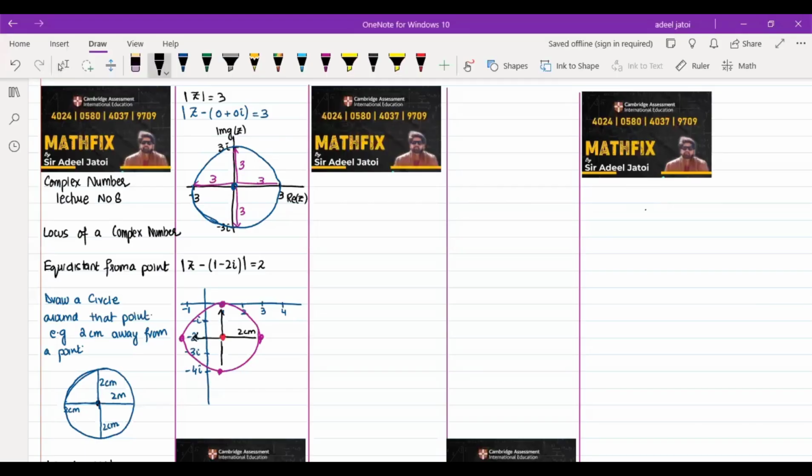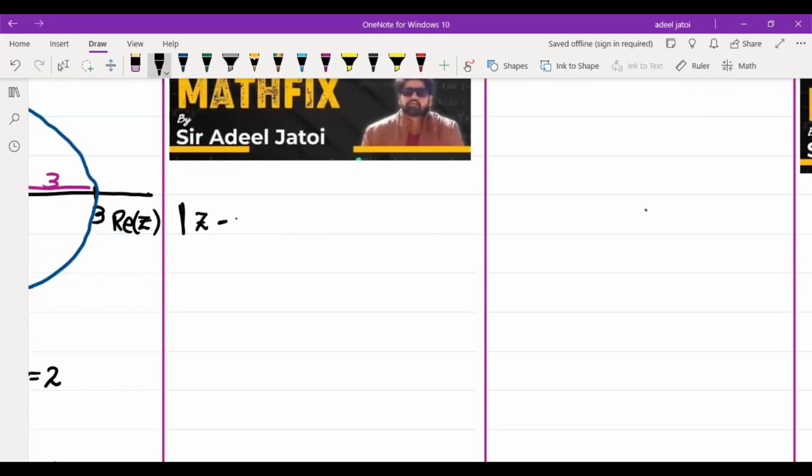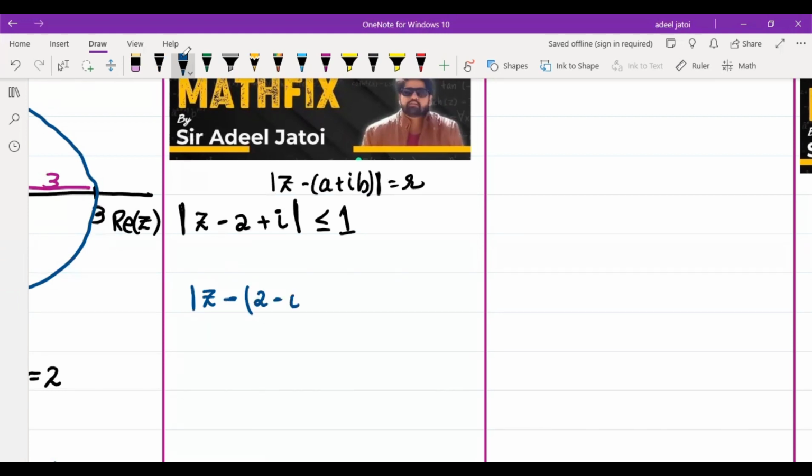Let's move ahead with another example. If we say that modulus of z minus 2 plus iota is less than or equal to 1, what does it represent? The form that we knew was modulus of z minus a plus iota b is equal to r. So we need to shift this into the form z minus (2 minus iota) modulus less than or equal to 1.